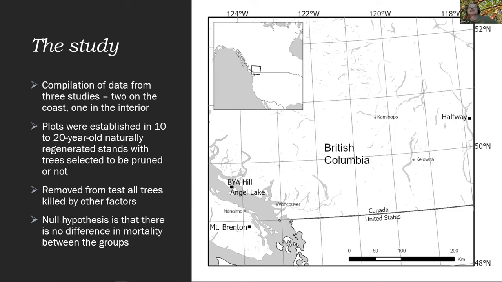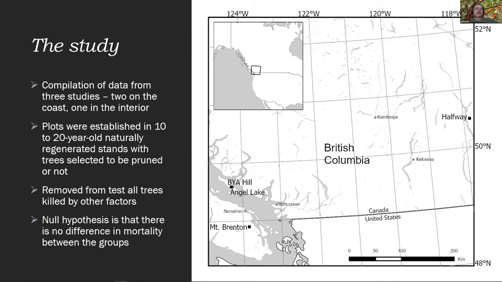The plots were established in 10 to 20 year old naturally regenerated stands. So no resistant species were used. It was all just native regeneration that was allowed to form on post-logged sites. And the plots were installed on the sites, and some of the trees were pruned, and the other ones were not. So pretty simple.